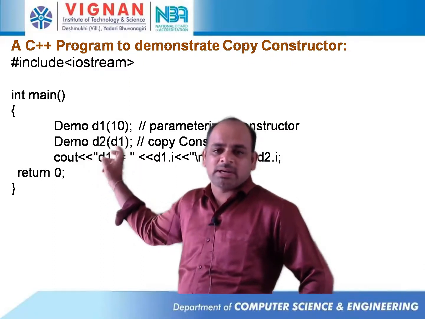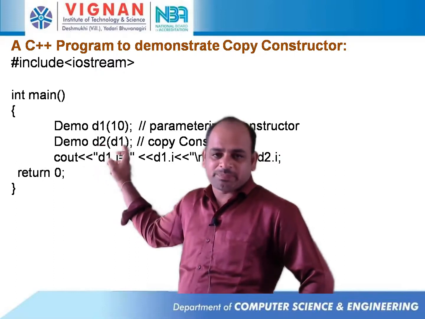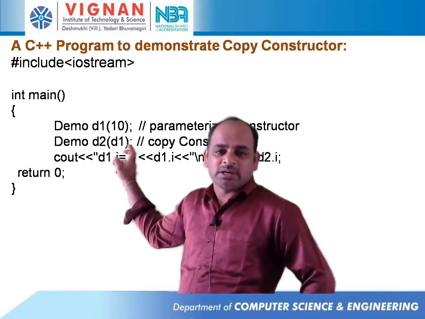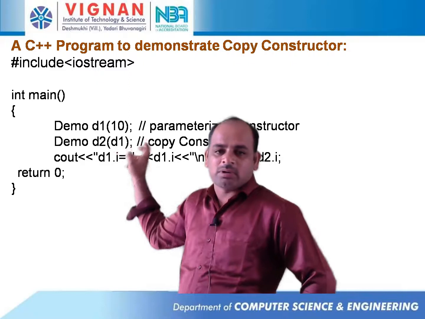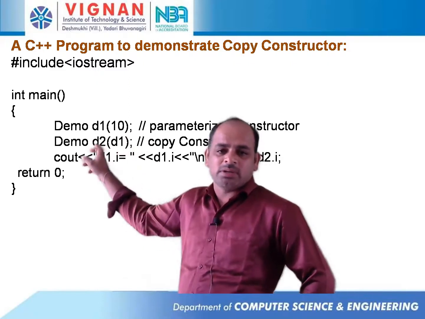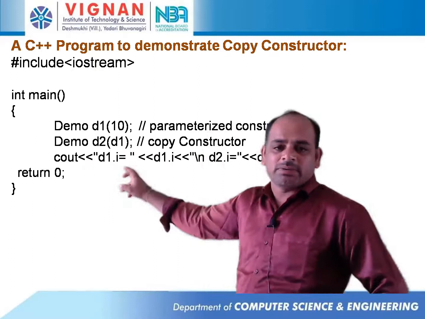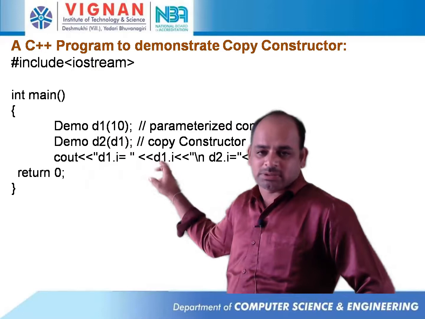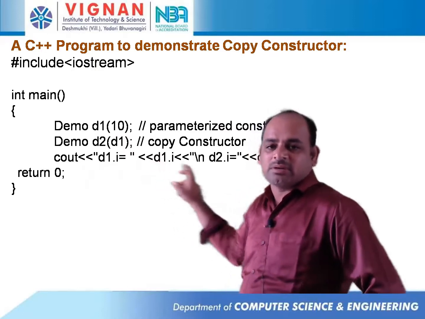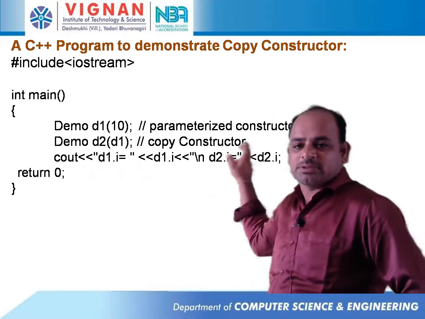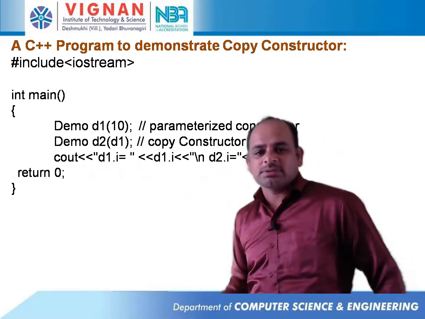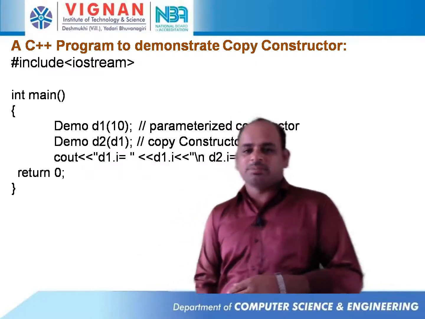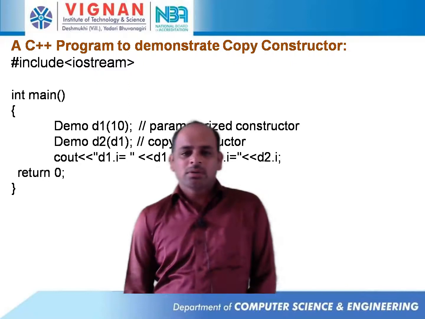This means we can directly write D2 is equal to D1. We can also write it as Demo D2 is equal to D1. When we write D2 equal to D1, the content of D1 is copied into D2, and it will display D1.i equal to some value. D1 is object 1, its value is 10, and D2.i is the object 2 value. Both values are the same because the object 1 member value is 10, so the same value is copied into the D2 object. For that purpose, we have to use copy constructors.